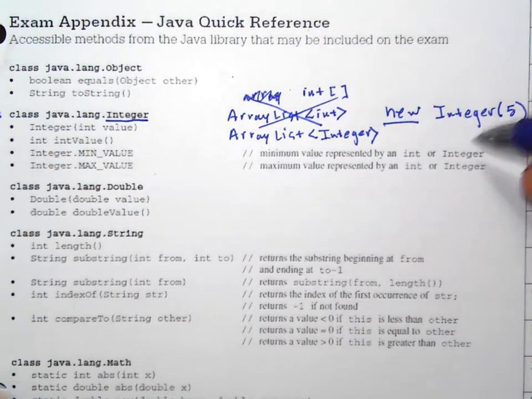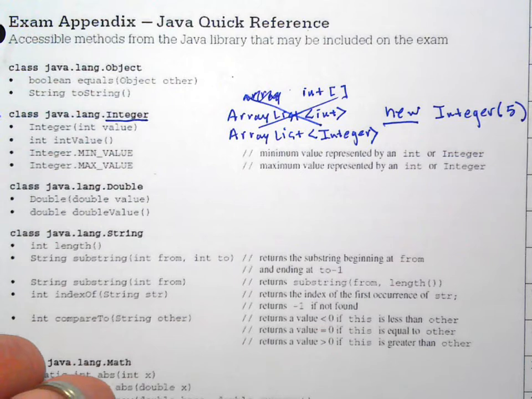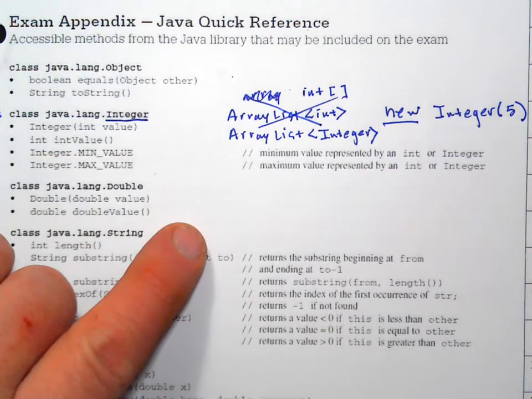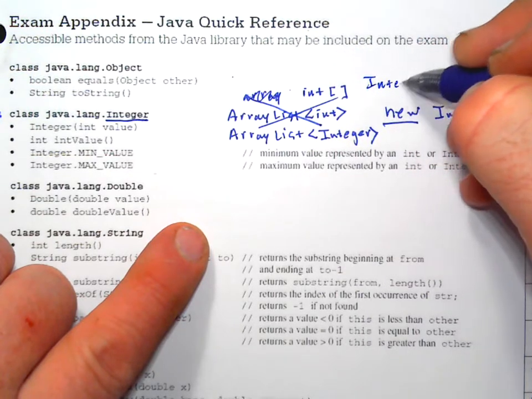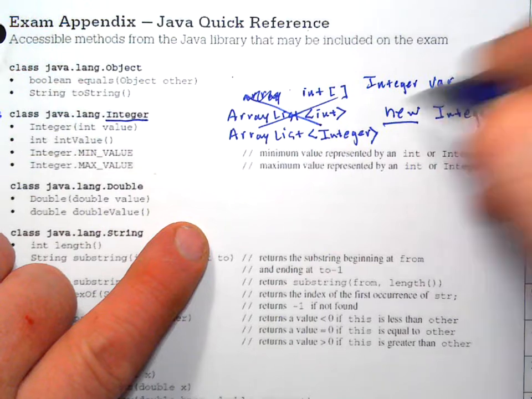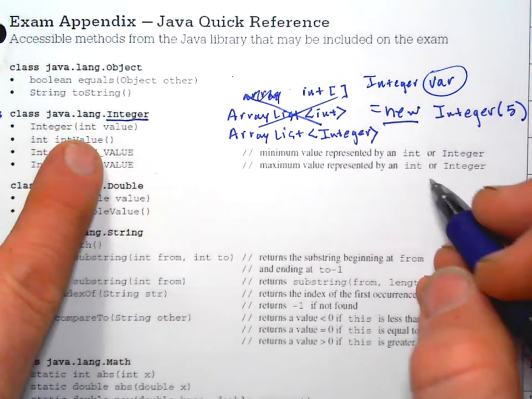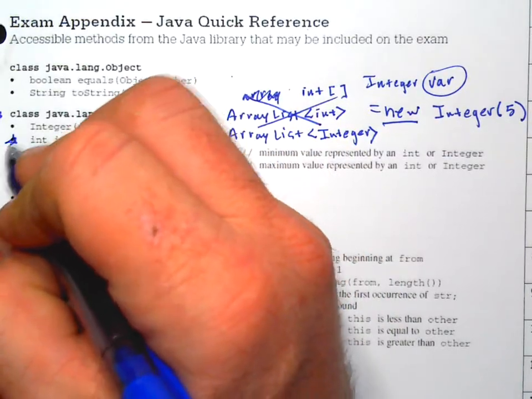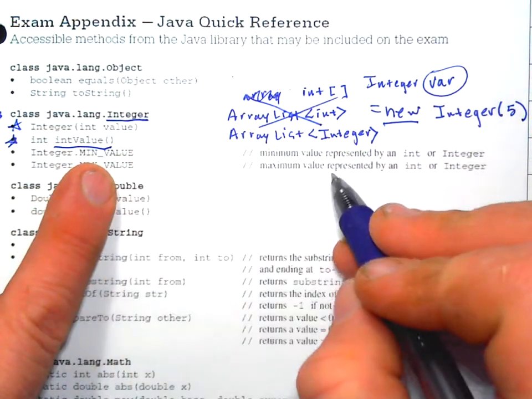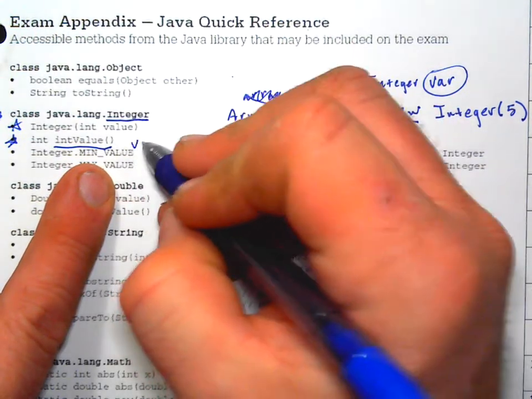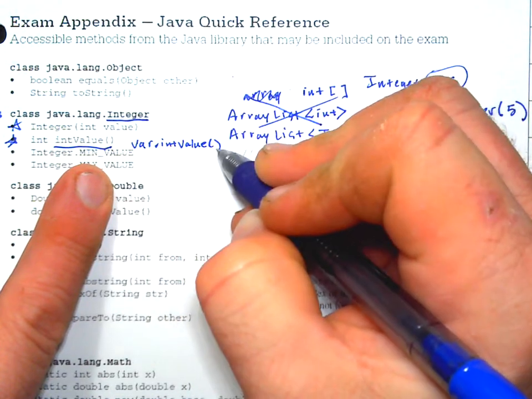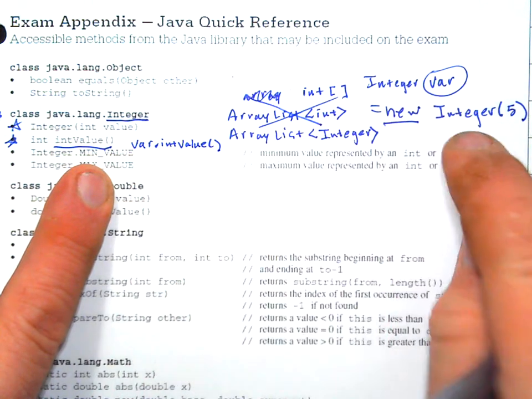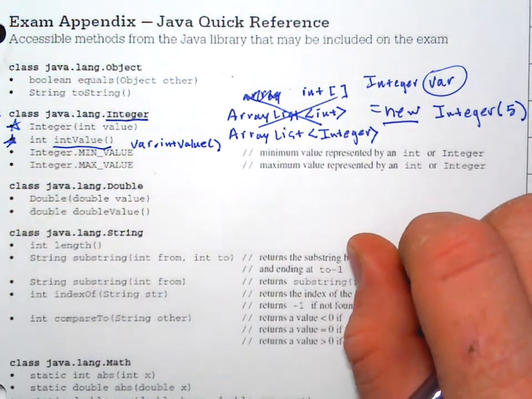Now, how do you get the value out as an int? If you need to do some math with it, you're not going to be able to do it with an Integer the way you normally do. If we had created an Integer object called var, then var is the reference to it. To get the value out of it, there's this second method right here. It says intValue, and it returns the value. So you could say var.intValue(). It has no arguments, and this would give you the int value from the Integer object.